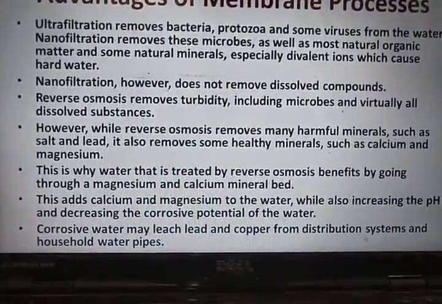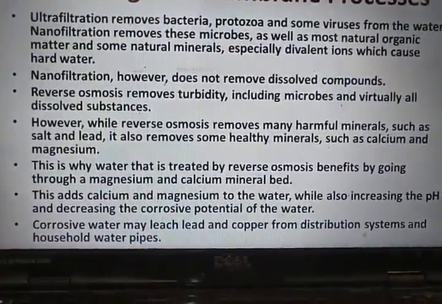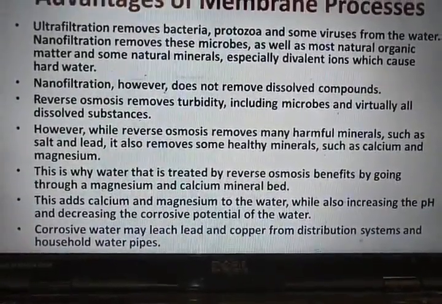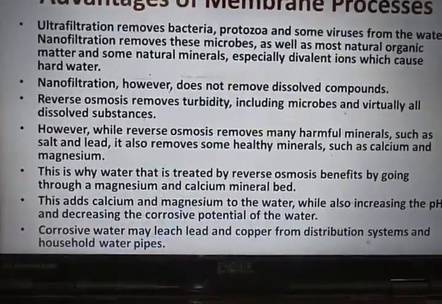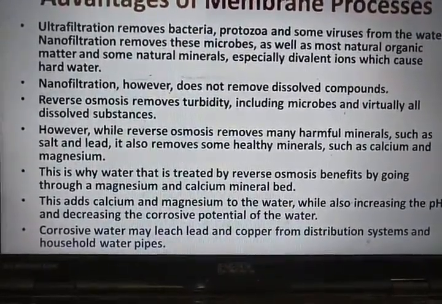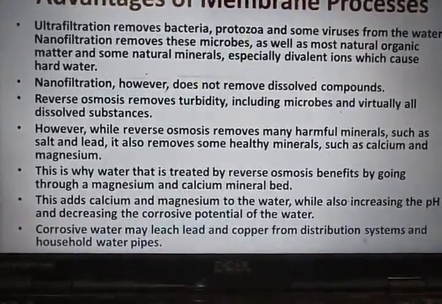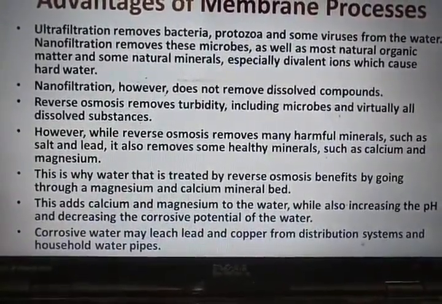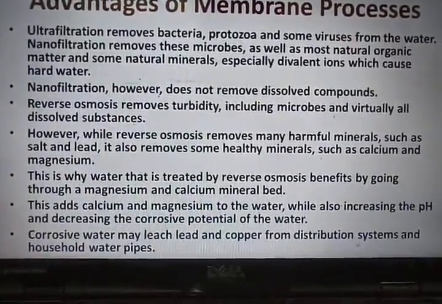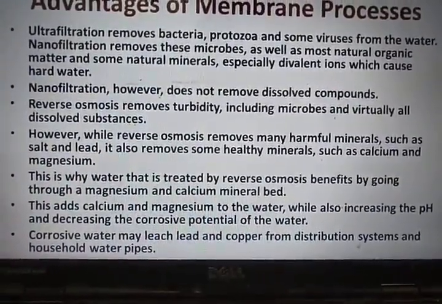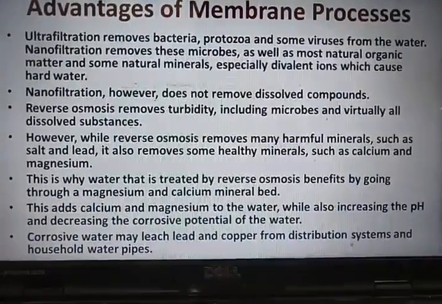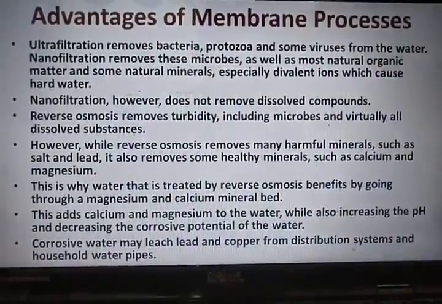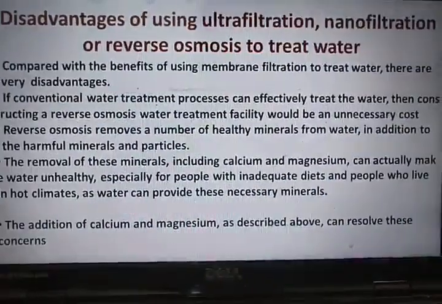It also increases the pH and decreases the corrosive potential of the water. Corrosive water may leach lead and copper from the distribution system and household water pipes. That means if the water has a low pH, it will damage the distribution system. It will leach the copper and lead from the pipes and apertures whenever it travels from the treatment plant to the consumers.